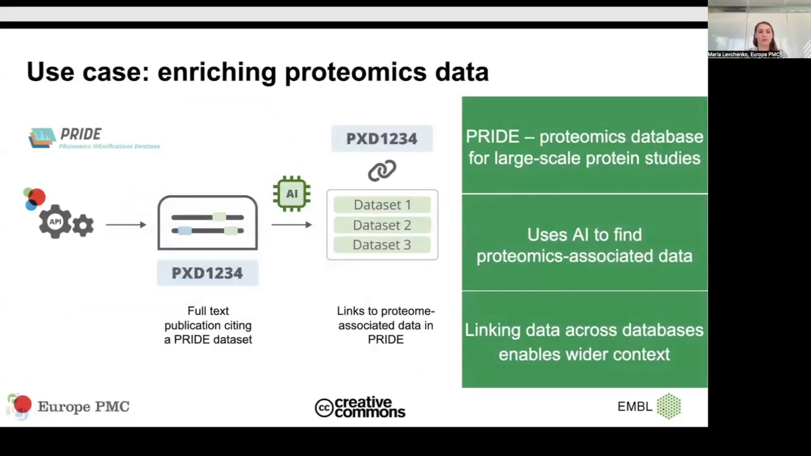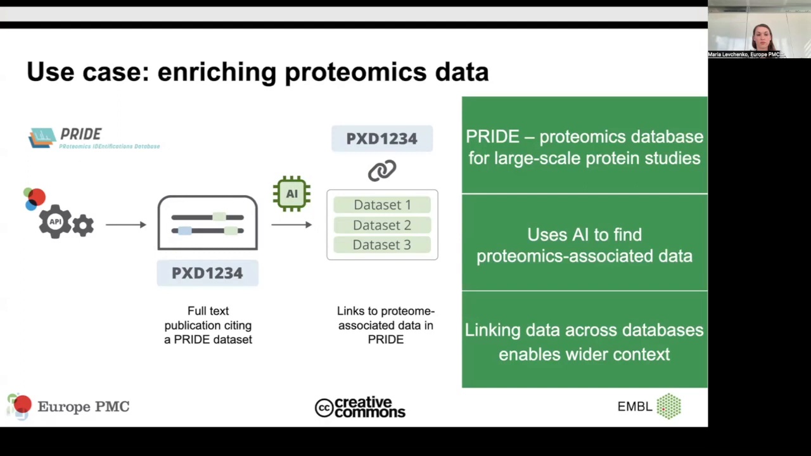So I've got three examples here that I wanted to run through. And these are all based on databases that are based at EBI. So PRIDE is a proteomics database for large-scale protein studies. So it's the proteins and their cellular activities, and scientists share, discover, and reanalyze data from various experiments.